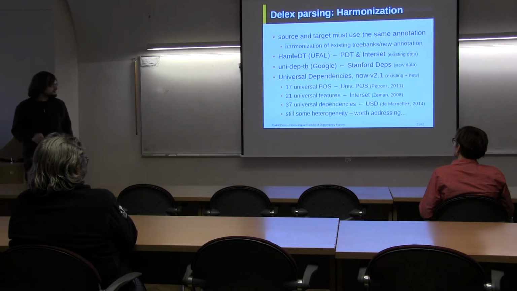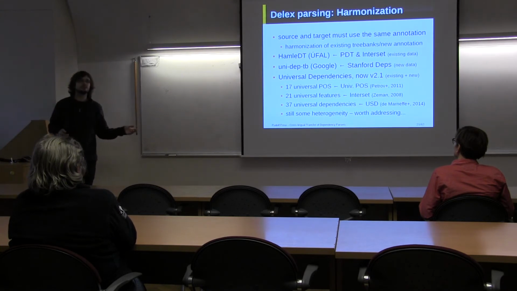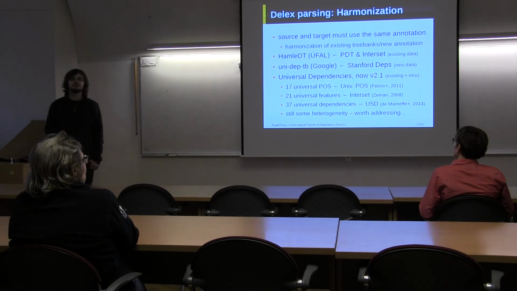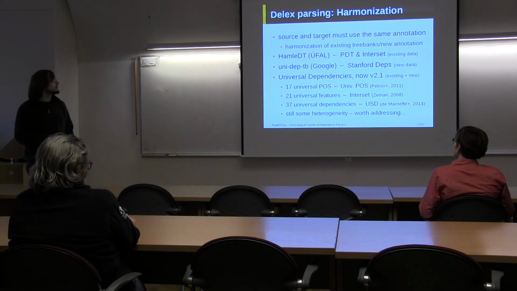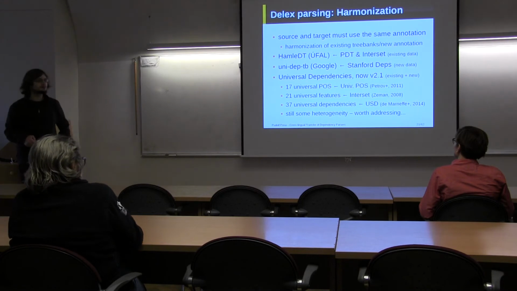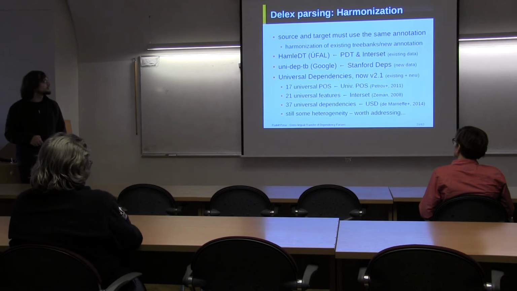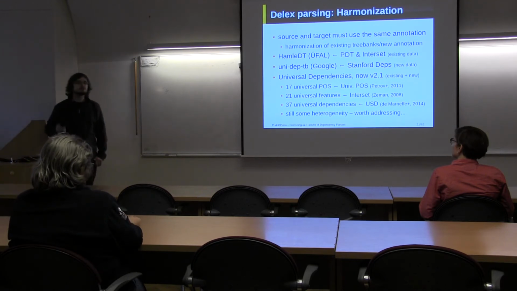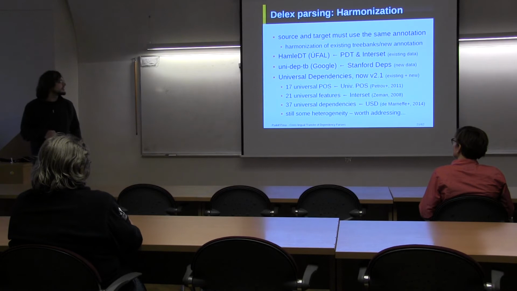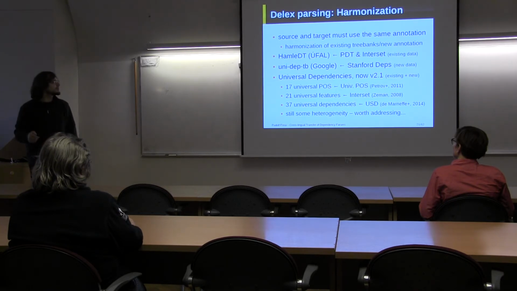It contains existing treebanks converted to this style, but also a lot of newly manually annotated treebanks. And now we have, I think today, 17 labels for the part of speech tags, which is based on the Google guys' work. There are the universal morphological features, which are based on the work by Zeman. And there are the universal dependency relations, which are based on the Stanford dependencies and the Stanford guys.